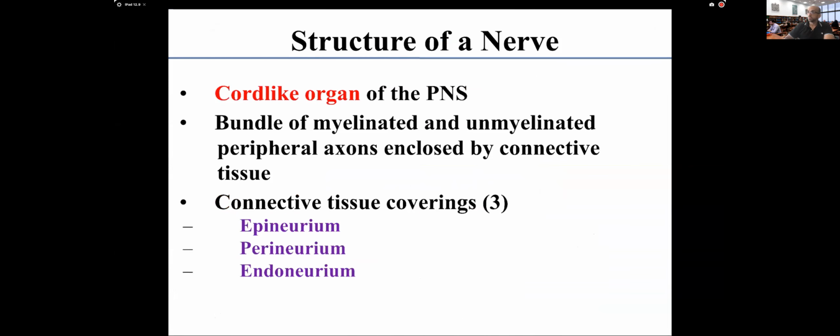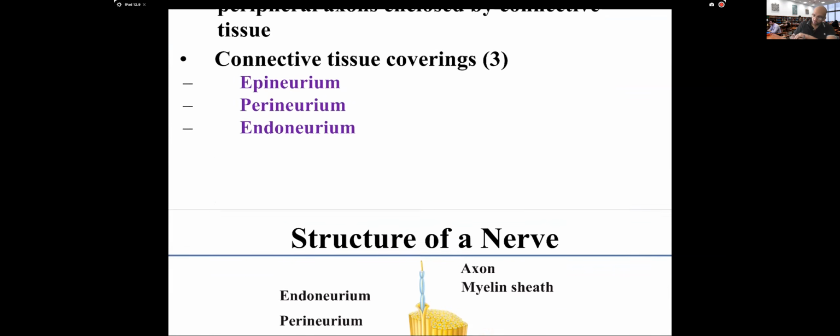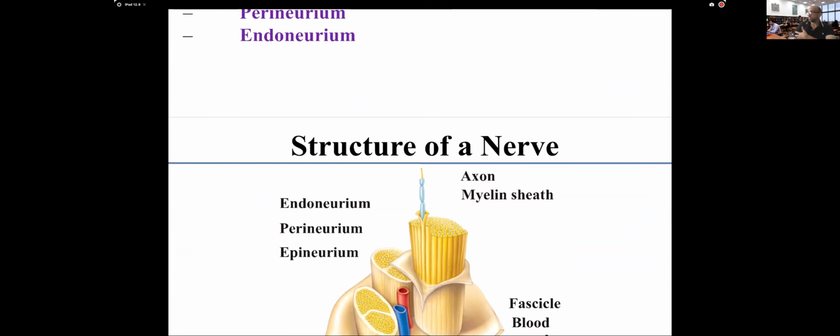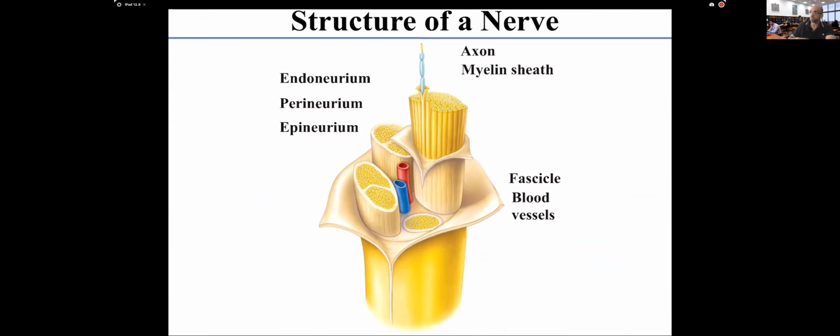All right, so the structure of the nerves that are moving in and out of my central nervous system. If you remember, a nerve is a cord-like organ of the peripheral nervous system, which is formed of bundles of axons, nerve fibers. Those bundles of nerve fibers might be either myelinated or unmyelinated. The nerve fibers are not going to be present on their own, but they are going to be surrounded by connective tissues that build up the structure of the whole nerve.